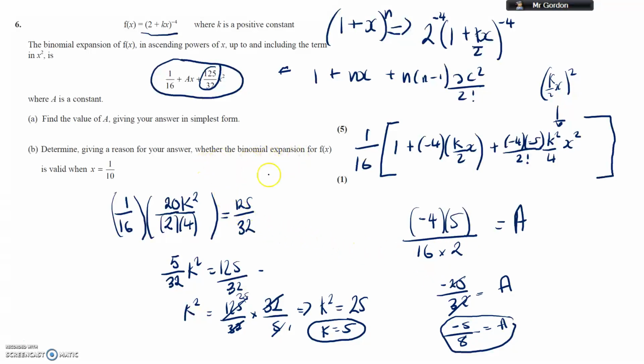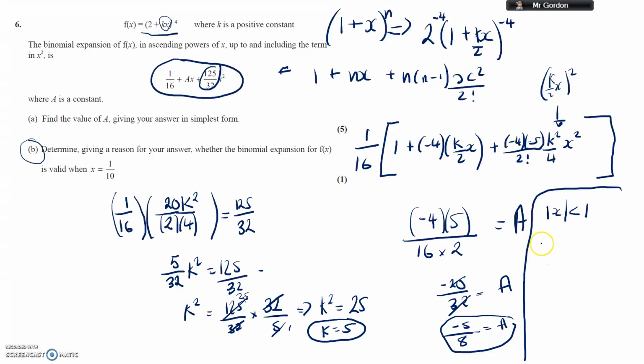And it says, okay, so part B, this last part here, determine, giving a reason for your answer, whether the binomial expansion for f of x is valid when x is 1 over 10. So we should know that we need this part of our formula here to be less than 1, otherwise we get a sequence or an approximation that diverges rather than converges towards a result. So what do we normally say? That the modulus of x is supposed to be less than 1.